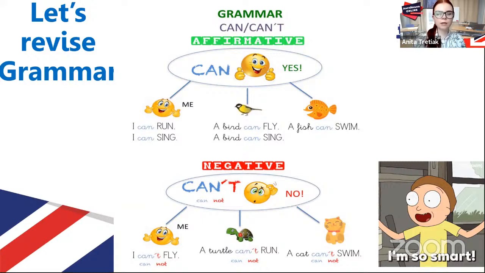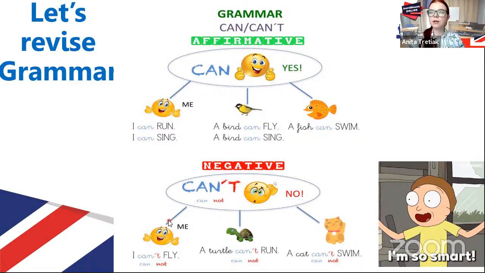One more time. Write one thing that you can do and one thing that you can't do. I'm saying this one more time. My examples. I can run, but I can't ride a bike. What about you? I'm waiting to see your replies in the chat. Try to be active. You can choose something from these words like fly or sing or swim.